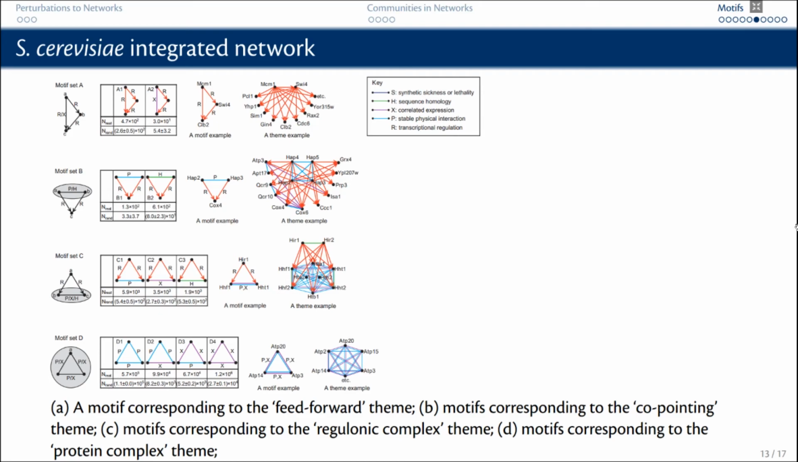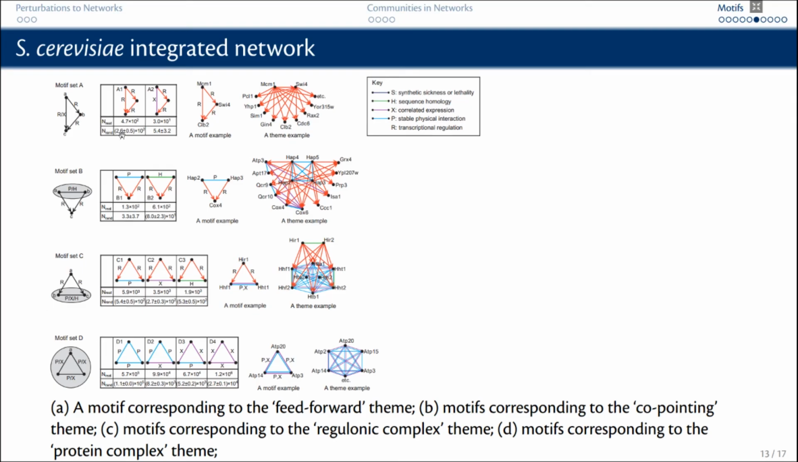So this was one bunch of motifs. If you can see, this is a feed forward loop, and what you find is they also have different edges here, right? They tag them as S, H, X, P, R and so on. So what you see here is the number of real networks was 4.7 times 10 to the 2, whereas the number of random was about 260, right? So 260 plus or minus 50. So it turns out that this is statistically significant, much higher than the random. So the first motif corresponds to the feed forward loop.